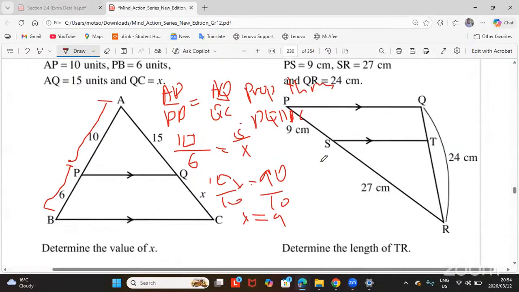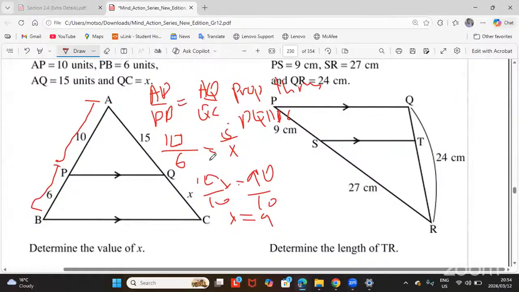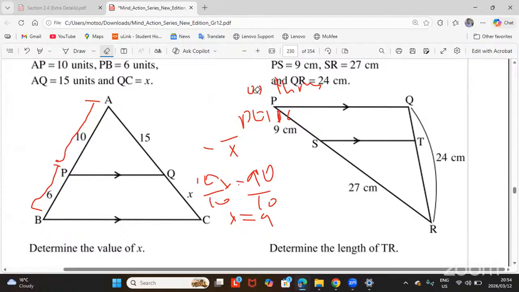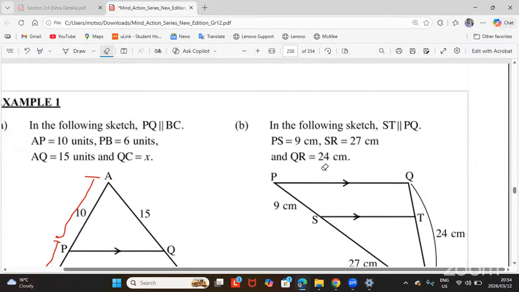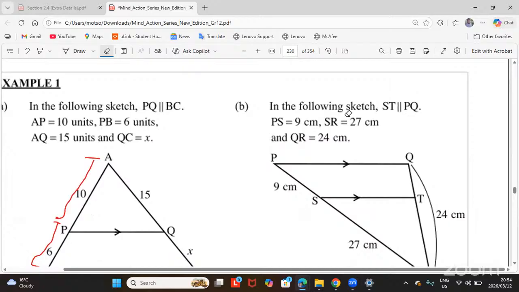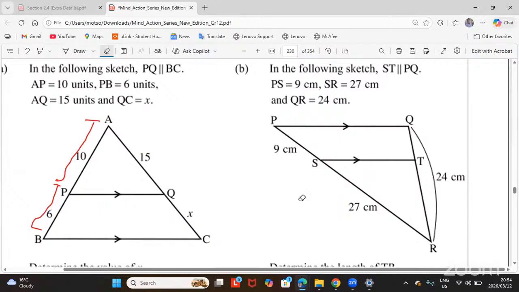Perfect. Now we can jump into the next problem, which is this one. Let me erase this here so that I can have some space to write on. This is not horrible, guys. It's just a matter of knowing how to play around with the proportionality theorem and the size of the triangle. Have fun, solve the value of x. So now we are having this B. Read the statement as usual. In the following sketch, we are given that ST is parallel to PQ in this triangle. Therefore, the proportionality theorem is applicable.